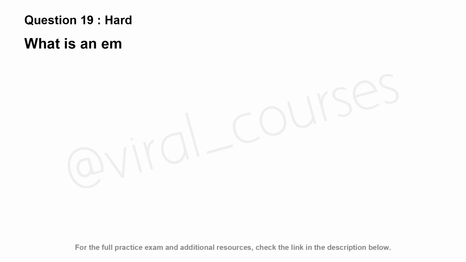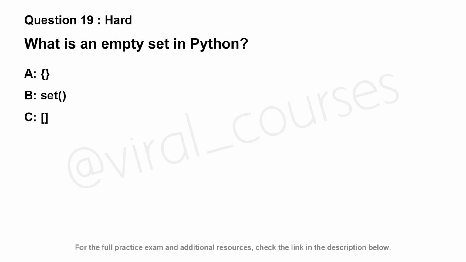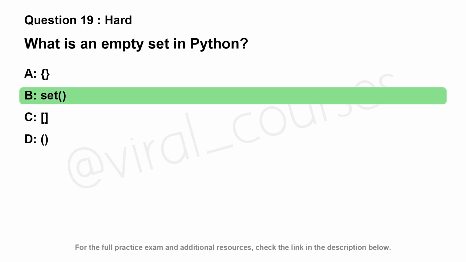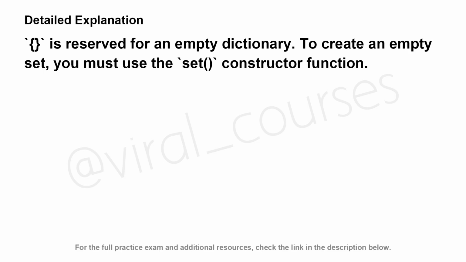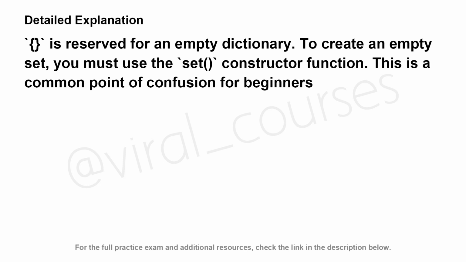What is an empty set in Python? Option A, {}. Option B, set(). Option C, []. Option D, (). The correct answer is B. {} is reserved for an empty dictionary. To create an empty set, you must use the set() constructor function. This is a common point of confusion for beginners.